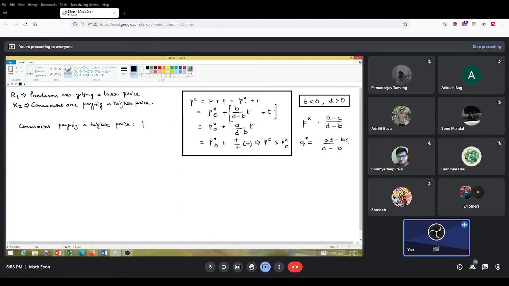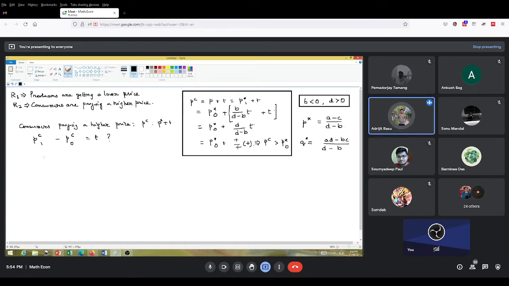Their price is now whatever the price plus T, PS plus T. Now what I'm asking is that previously the consumers were paying PC0. Now they are paying PC1. Is this difference equal to T?